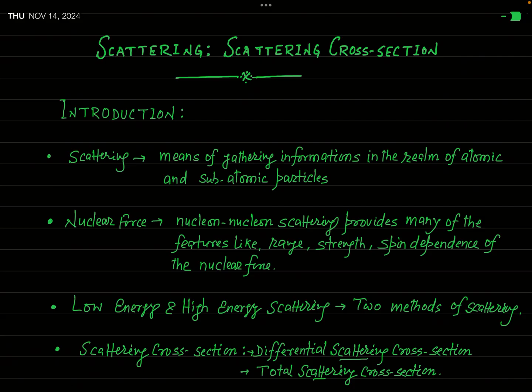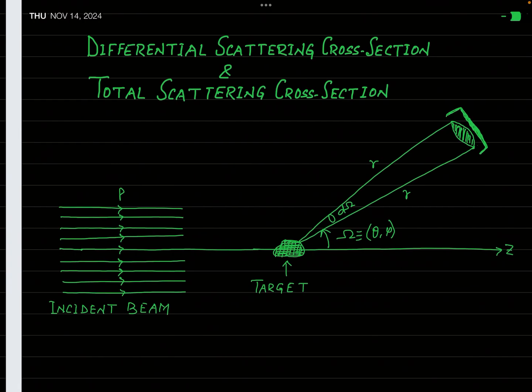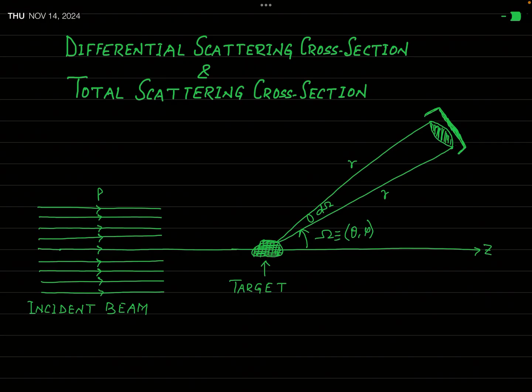For clarity, I am going to discuss only the definition of the differential scattering cross section and the total scattering cross section in this lecture, because these are the most important and most useful experimental quantities to discuss the problem of scattering. So now let us see how we can develop the concept of differential scattering cross section and the total scattering cross section.